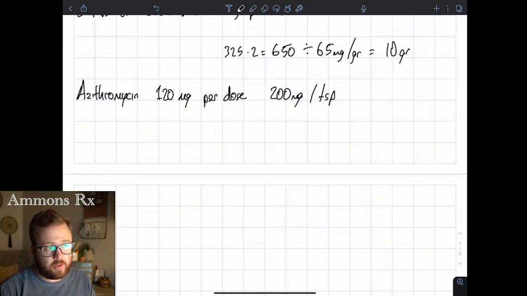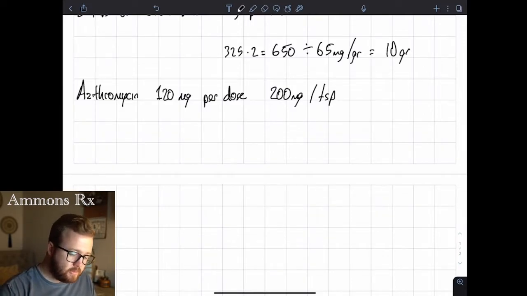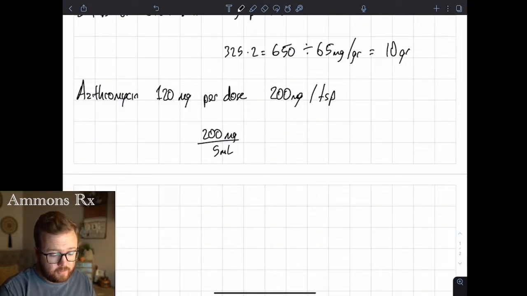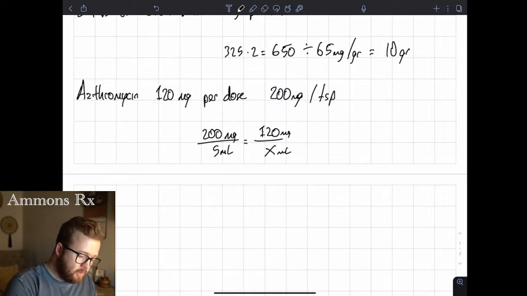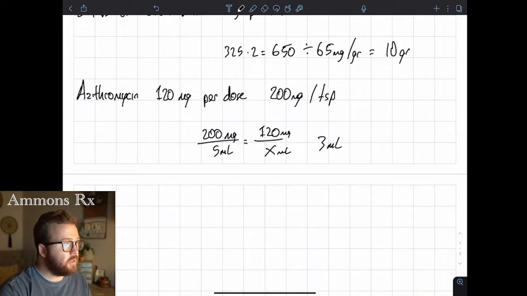So remember, you have to know your conversions by now. Teaspoon, 5 milliliters. So I have 200 milligram per 5 milliliters, right? Because 200 milligrams per teaspoon. And on this side, I have 120 milligram. How many milliliters will that be? So 120 times 5 divided by 200. And that will lead you to 3 milliliters.